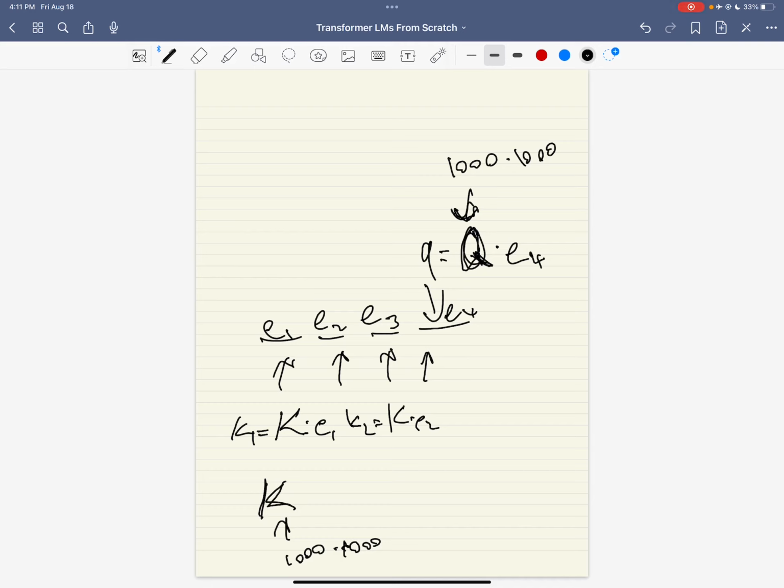So again, these matrices are initialized randomly, and through training, the model learns which words should really attend to each other in order to minimize loss, and which words should less attend to each other in order to minimize loss.